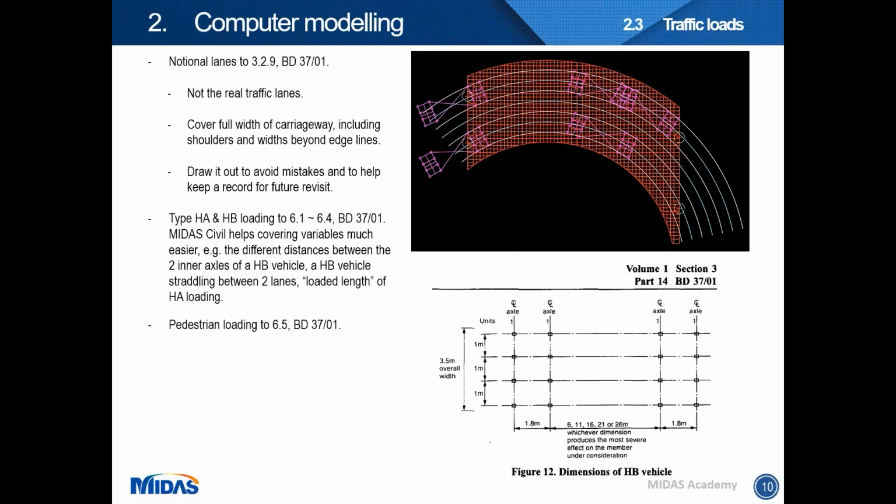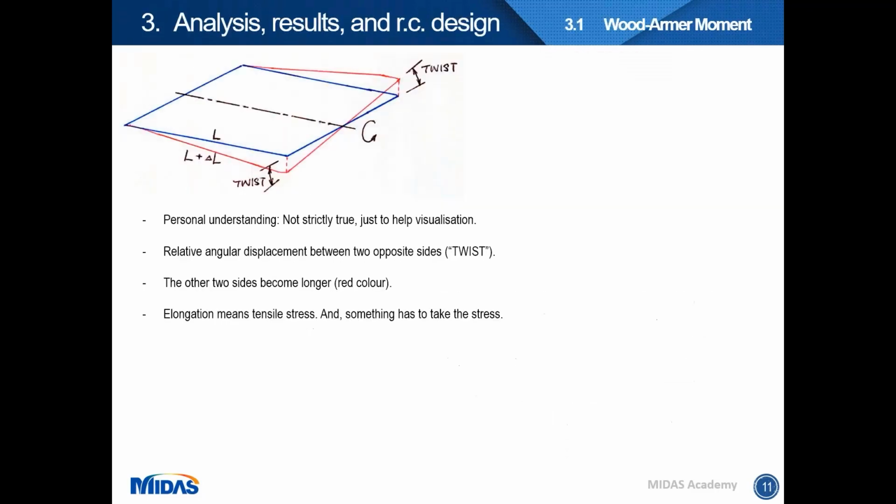So that's the geometrical modeling and the traffic loading that I wish to share. So let's say we have analyzed the model and we have got our results. So what to do with it? Let's talk a bit about Wood and Armer moment. The contents here are actually my personal understanding.